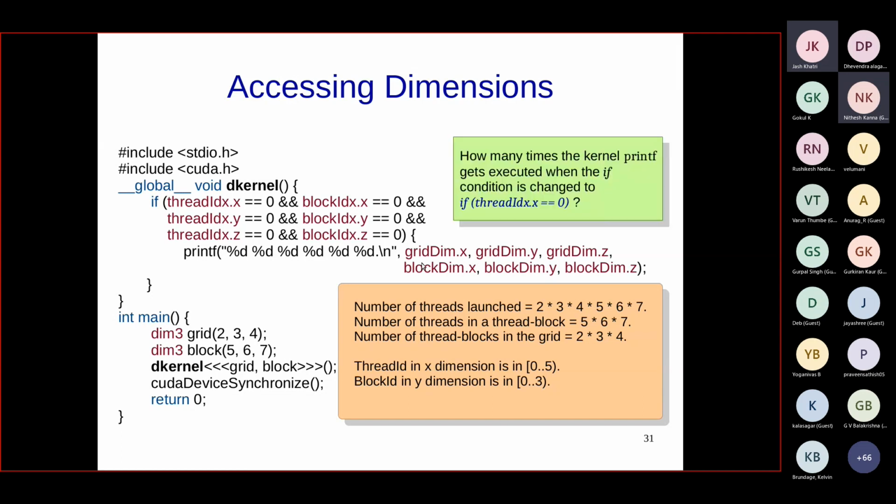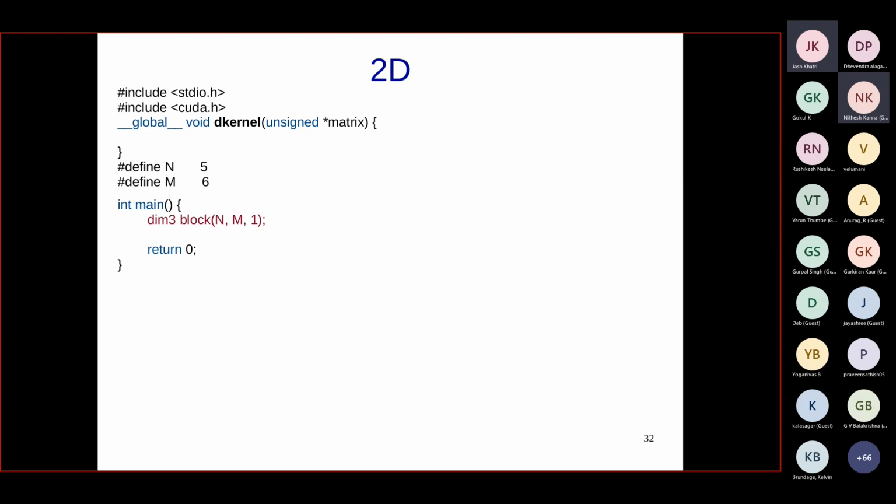And this threadIdx.x equals 0 thing we already saw, right? If we replace this entire condition with just threadIdx.x equals 0, then we saw what will happen, how many printfs will be there, right? So that's it from this slide. Moving on to the next slide.